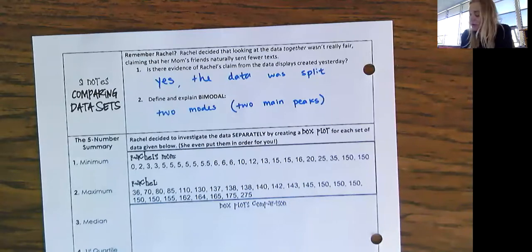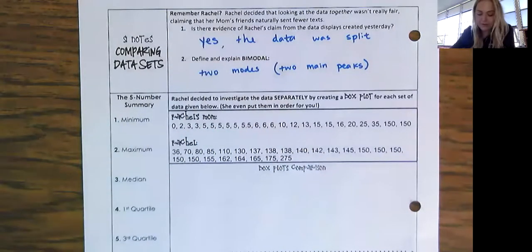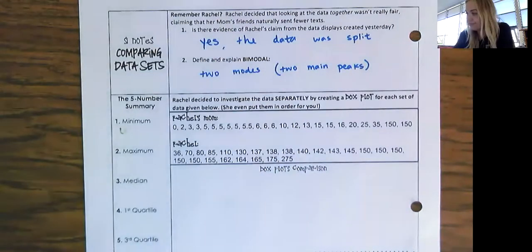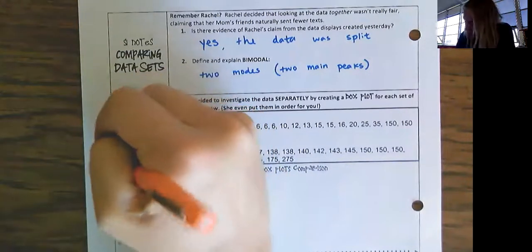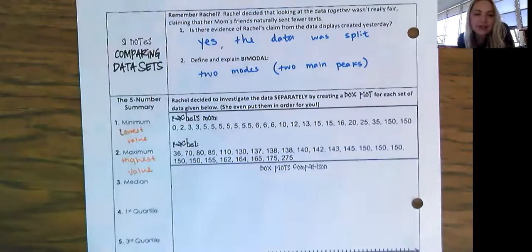Okay, so a couple reminders. Let's talk about minimum and maximum. So if I were to look at this data, I know that the minimum is going to be the lowest value in the data set. The maximum is going to be the highest value in the data set.